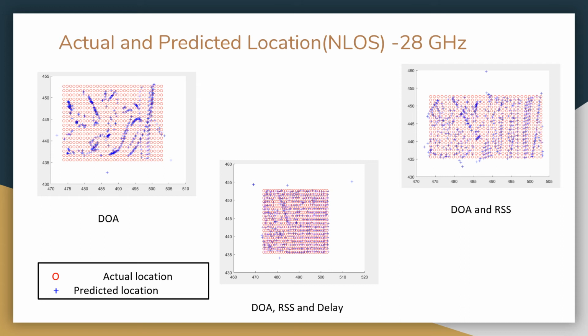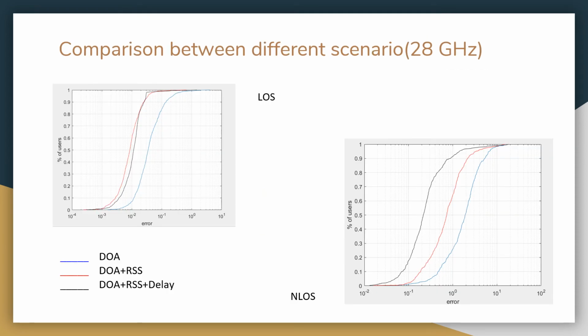For non-line of sight, considering delay along with RSS and DOA is giving better results; we will see the comparison in the next slide. For line of sight, approximately 90% of the time, the maximum error is within 0.1, even considering DOA only. For non-line of sight, considering DOA plus RSS plus delay, approximately 90% of the time, the error is within 1 meter.